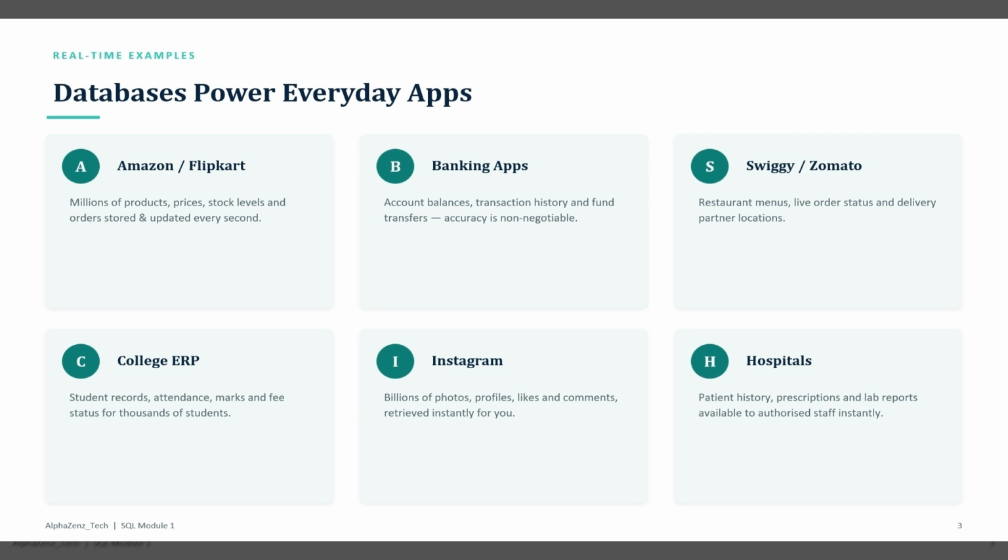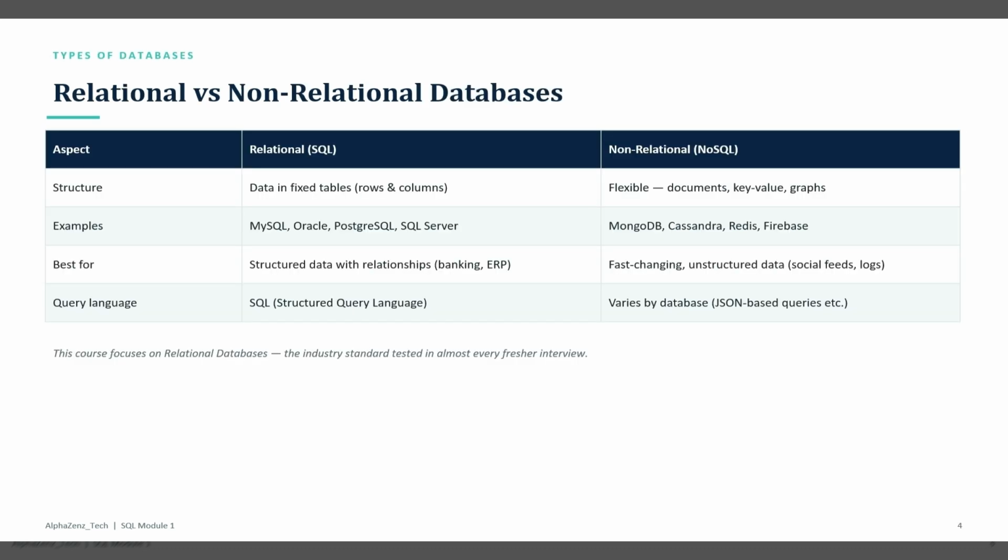College ERP systems, student records, attendance, marks, fee status for thousands of students at once. Instagram, billions of photos, profiles, likes, and comments retrieved instantly the moment you open the app. And hospitals, patient history, prescriptions, lab reports, available instantly to authorized staff. See the pattern? Every app you use daily is really just a really well-organized database with a nice interface on top.